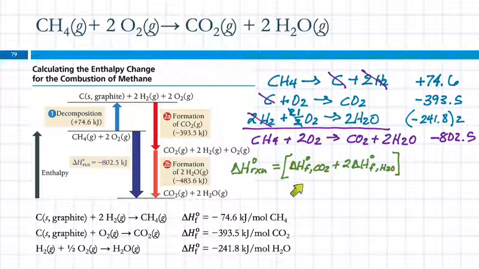So these are the things I'm making. So I've got their heats of formation because I'm forming them. And then I'm going to look at the things that I'm destroying. And that's the opposite of the heat of formation, so I'm subtracting the heat of formation for methane plus 2 times the heat of formation for O2.